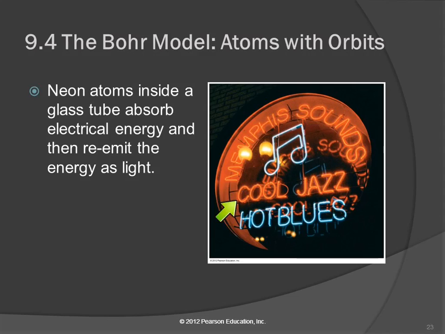And the way a neon light works is we've got the neon gas in this tube, and it's somewhat like a fluorescent light. You pass electricity through the gas, and it glows. So the atoms absorb electrical energy, and then they re-emit that as light, visible light.